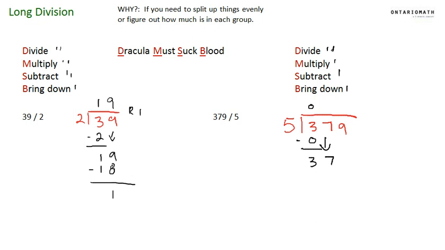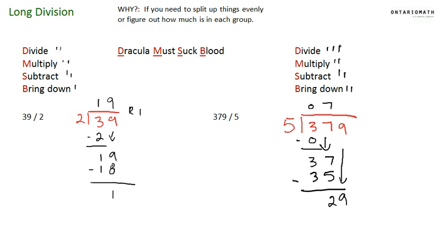I'm going to start all over again. Divide. How many times does 5 go into 37? 7 times. 5, 10, 15, 20, 25, 30, 35. 7 times. I'm going to multiply now. 7 times 5, what we just found out, is 35. I'm going to subtract. 37 subtract 35 is 2. And I'm going to bring down the 9 again.